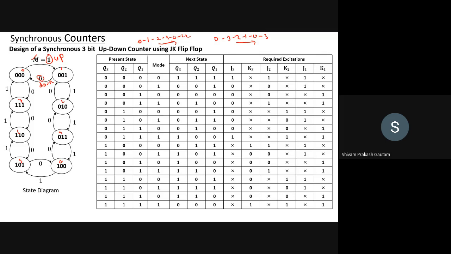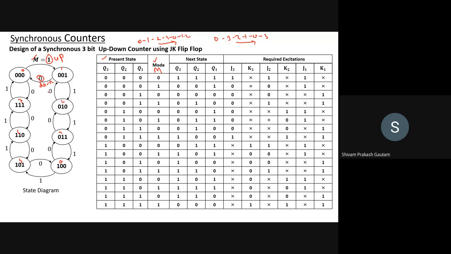Okay, so let us just look into the excitation table. This is representing the present state. We know this is the mode that I just talked about, that is m. This is the next state, that is Q3, Q2, and Q1. Let us say that initially our counter was at rest. So all the outputs are 0. You can see all the outputs are 0. And you can take m is equal to 0. And for 0, we know that our counter is behaving as a down counter.